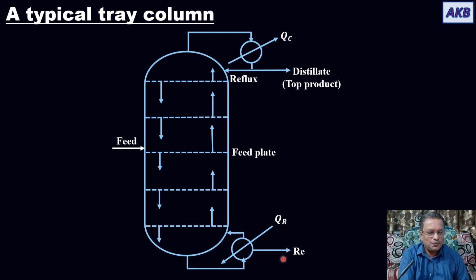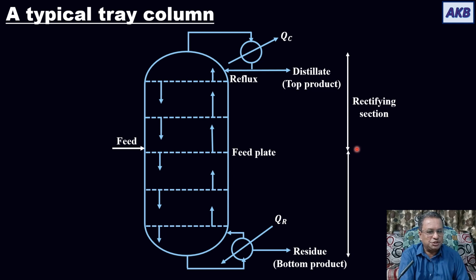From the reboiler, the bottom product is taken out. We also call that residue. Then the feed plate divides the column into two sections. The section above the feed plate is the rectifying section, and the section below the feed plate is the stripping section. Why these two sections are called the rectifying section and stripping section, I have discussed in one of my previous videos. Please go and watch that video. So this is how a typical tray column works.